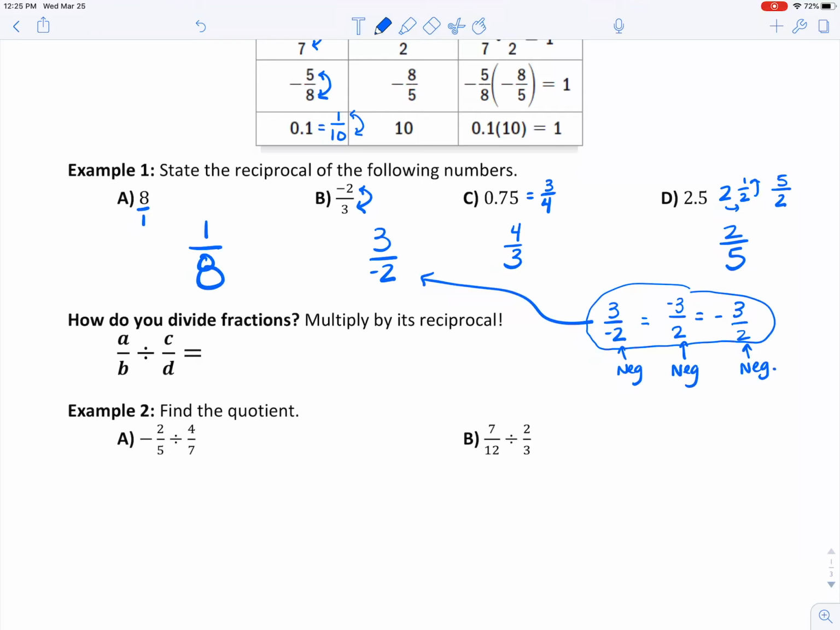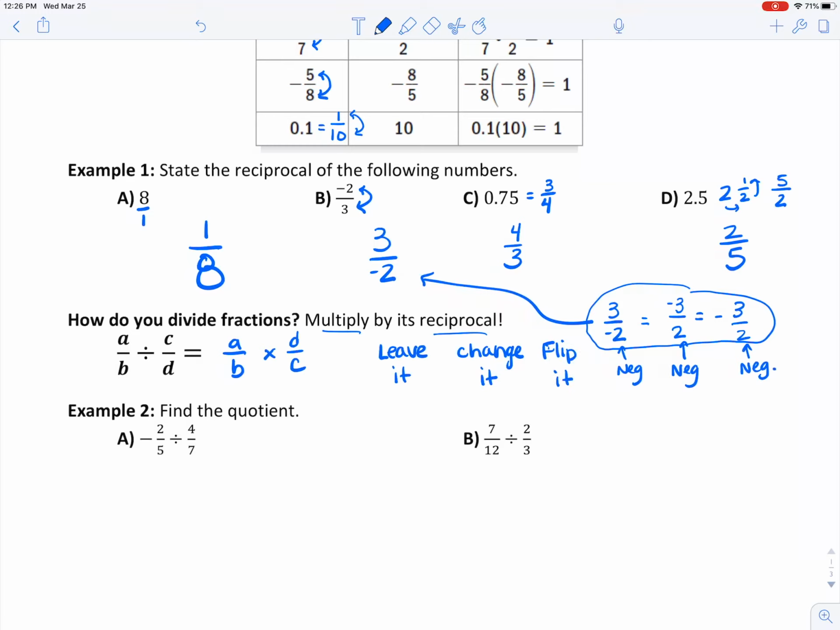Okay, so now we get into the main part of today's lesson. How do you divide fractions? What you do is you multiply by its reciprocal. So if I have A over B divided by C over D, I leave it, change it, and turn me over. All right, so I'm even going to write that down. You leave it, change it, and you could say flip it. Leave it, change it, flip it.